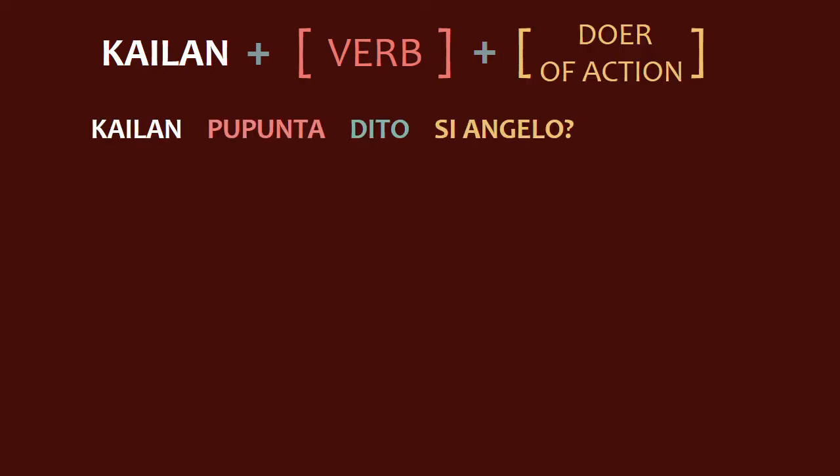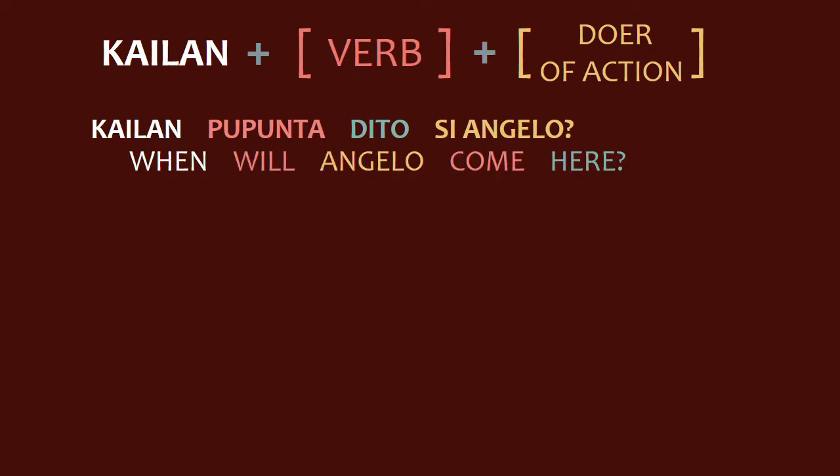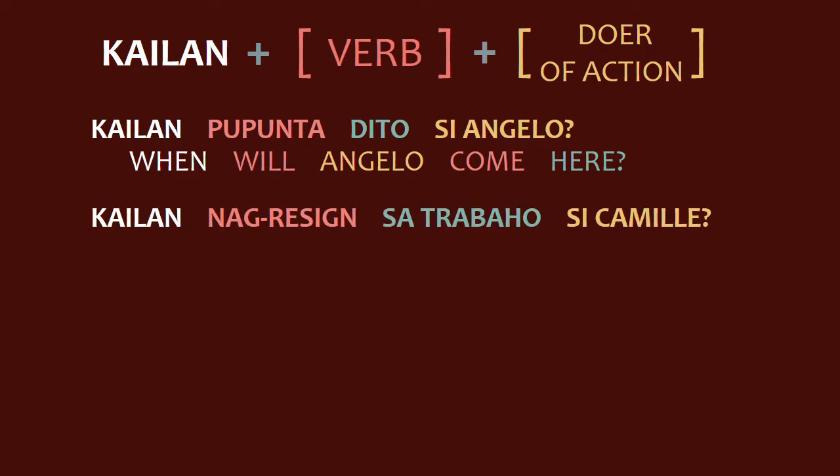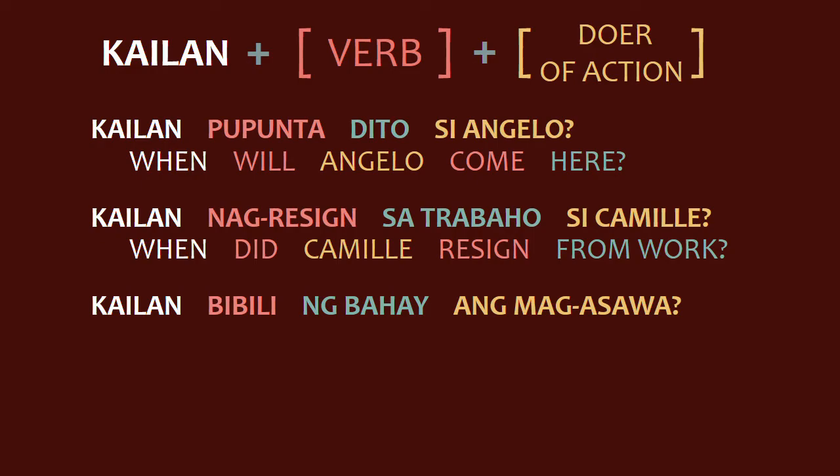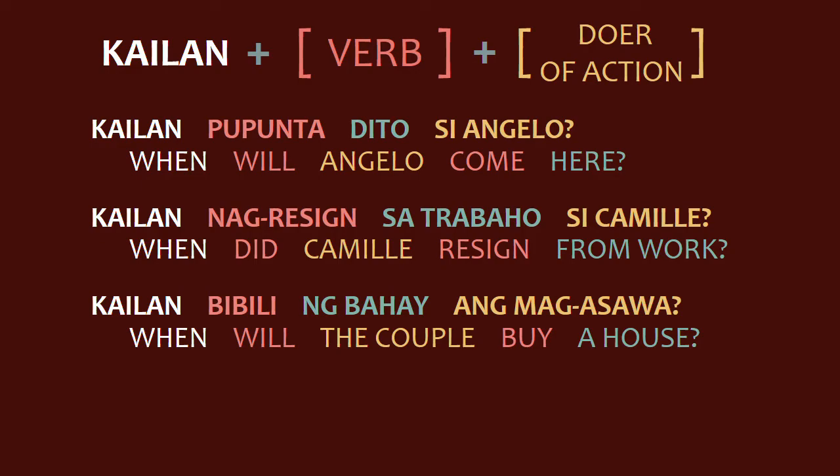Halimbawa, kailan pupunta dito si Angelo? When will Angelo come here? Kailan nag-resign sa trabaho si Camille? When did Camille resign from work? Kailan bibili ng bahay ang mag-asawa? When will the couple buy a house? By the way, when we say mag-asawa, we meant a couple that has already been married.